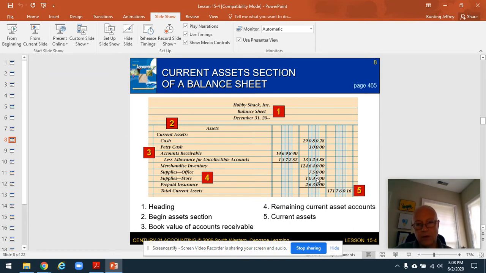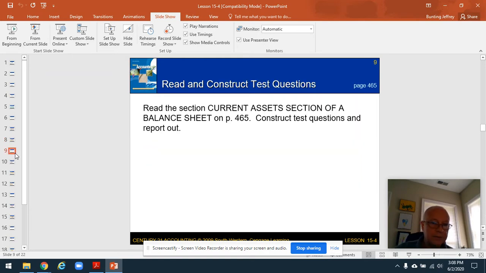Then we go through and we look at the ending value of our supplies, office, and store, as well as our insurance. And then we go through with a calculator and add it up. Okay? So this is what we got. This plus this plus this plus this plus this plus this plus this should equal this if you've done it right. Use a spreadsheet.